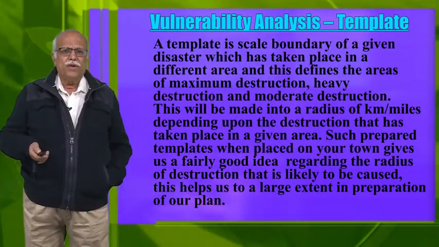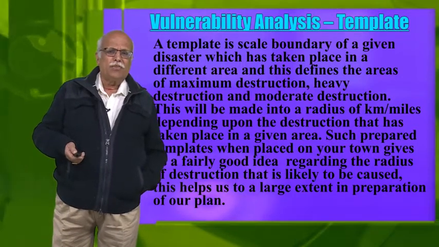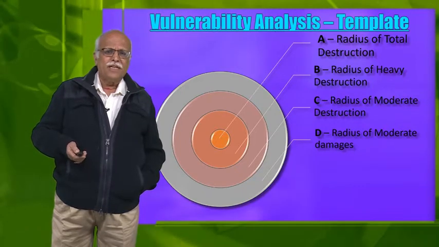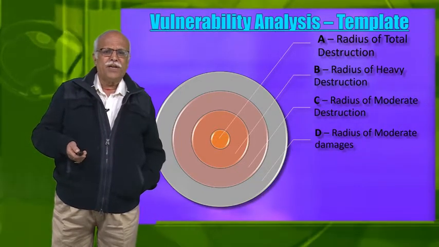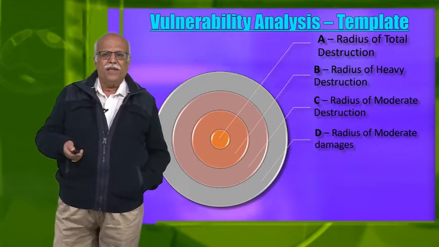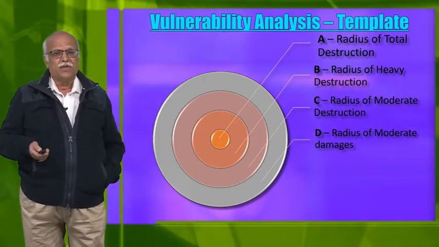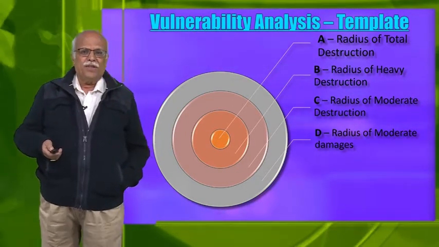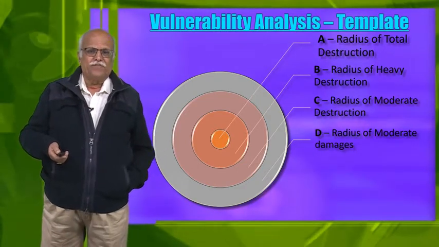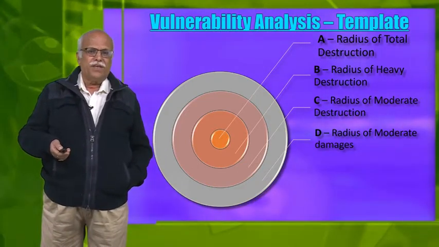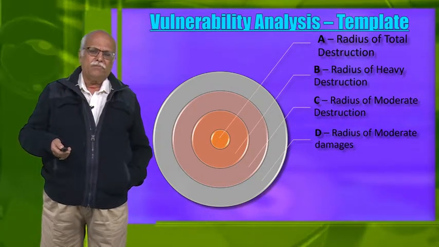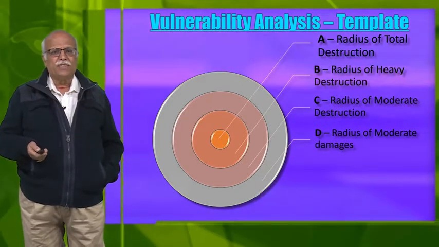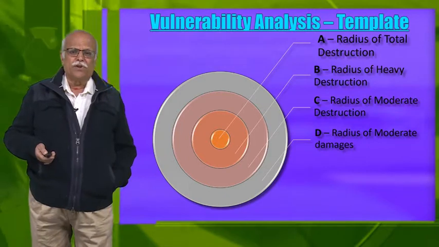To give you a better explanation, I am now showing you a figure of circles. In that you will find a small inner circle with a capital A. The capital A is the radius of total destruction. In other words, this is the place where nothing is left, everything is finished. B is the next one, the radius of heavy destruction. That means in this area it may be maybe 10% less than A, but it is also equally bad. C is the radius of moderate destruction. In other words, as compared to A and B, the C area is much better off, but still it is damaged.